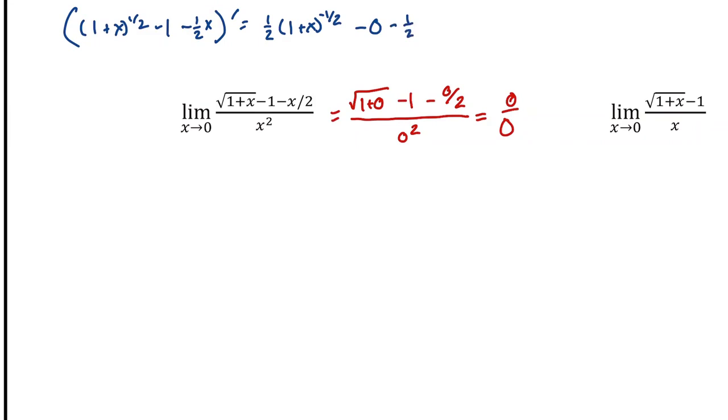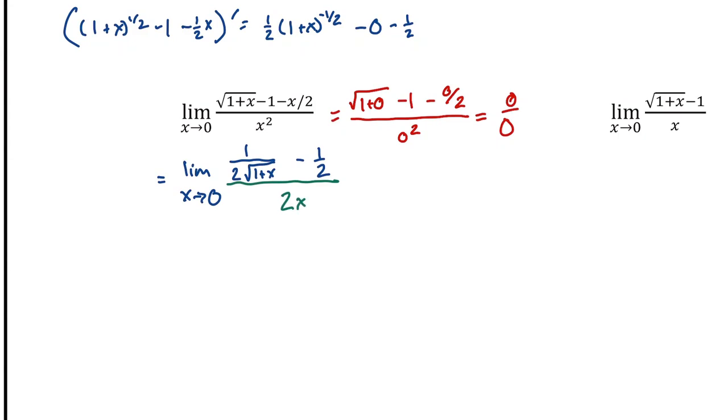So the derivative of our whole numerator is going to be 1 over 2 square root of 1 plus x, after I clean up what happens with this, and we would have minus 1/2. And then the derivative of the denominator separately is just 2x.